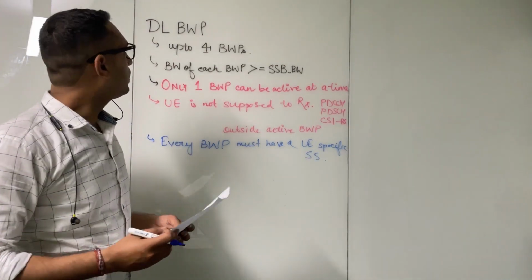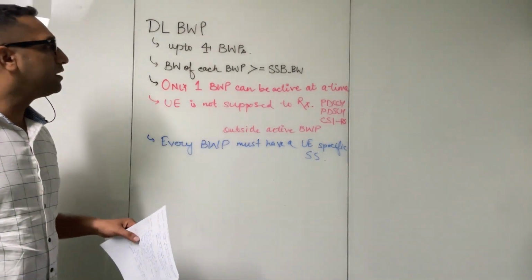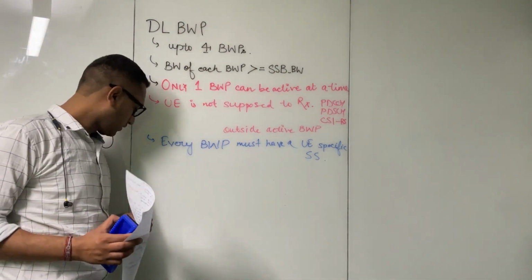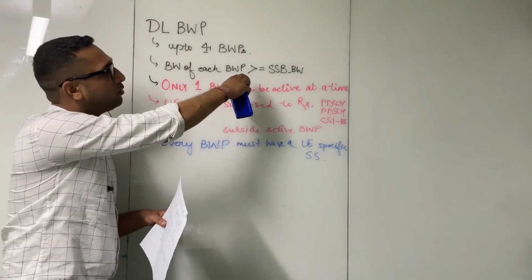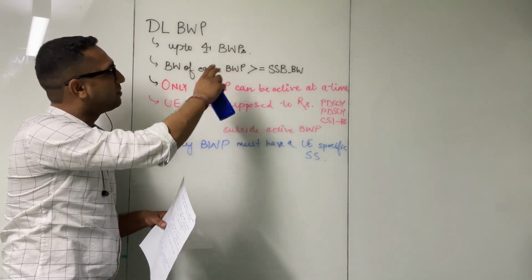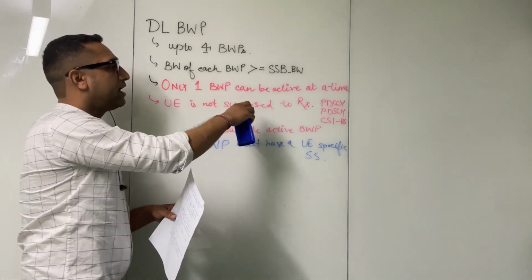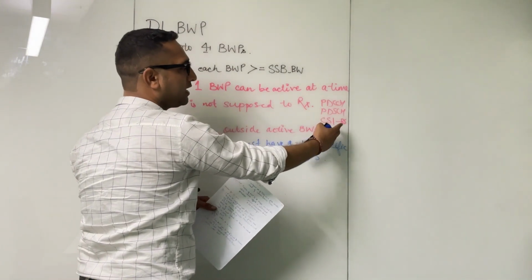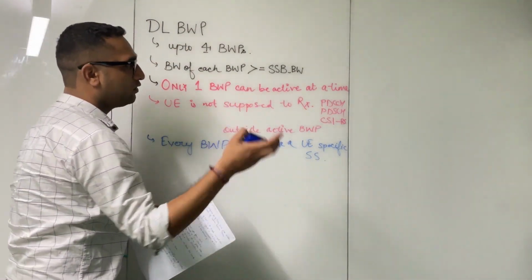So this is downlink BWP. I'll give you a minute to let it sink in. Basically, up to 4 BWPs we can configure. Each BWP must have a bandwidth greater than or equal to the SSB bandwidth. Only one will be active at one point of time, and it is there that the UE will receive PDCCH, PDSCH or any kind of reference signals, and every BWP must have a UE specific search space.